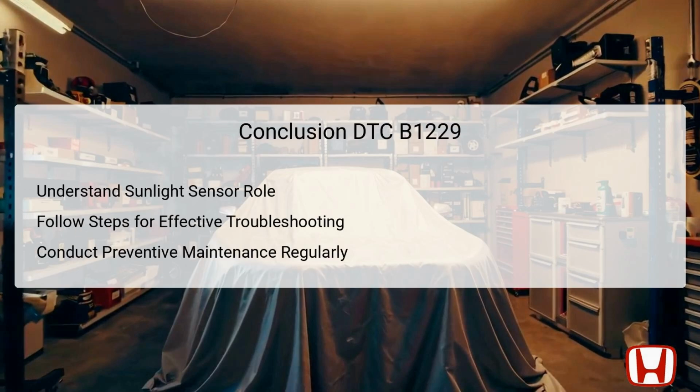In conclusion, understanding the role of the sunlight sensor is critical when addressing DTC B1229 in the Honda Accord from 2008 to 2012. By following the outlined troubleshooting steps, you can effectively identify and correct any issues within the sunlight sensor circuit, ensuring that your vehicle's lighting and climate control systems operate correctly. Consistent and thorough preventive maintenance practices will help keep these systems functioning optimally and can minimize the risk of encountering similar issues in the future.